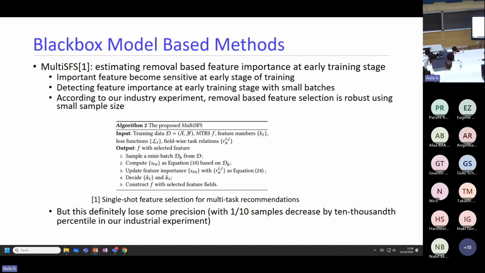The real world example is that with 10% samples, the performance will drop about 10,000 percentile. So basically, it is very useful.